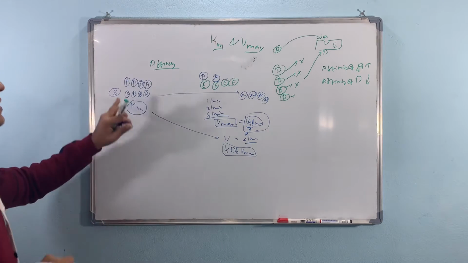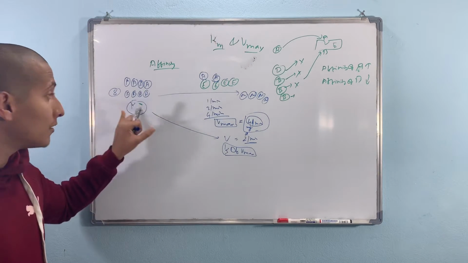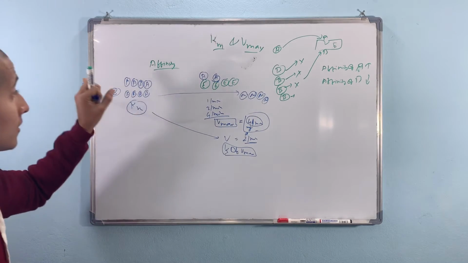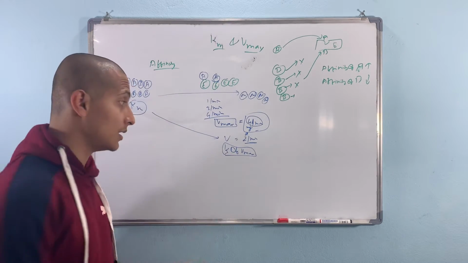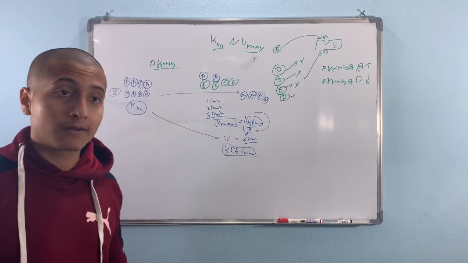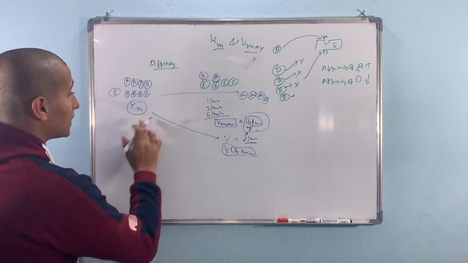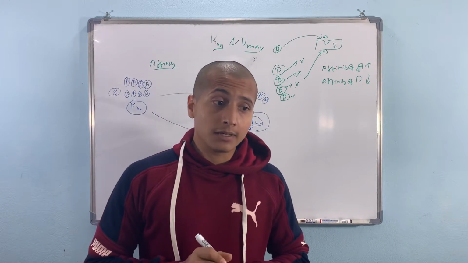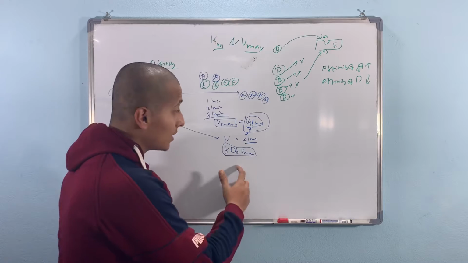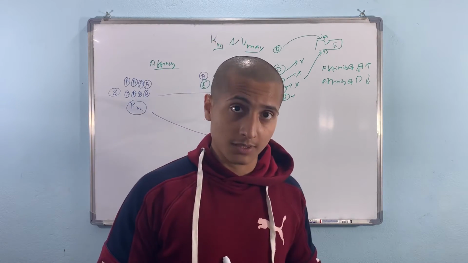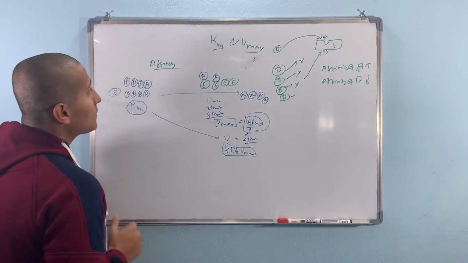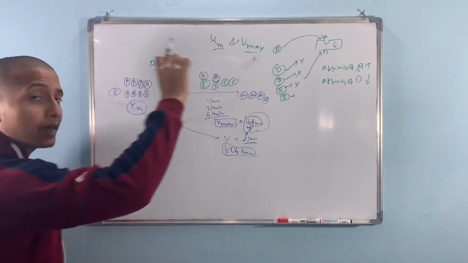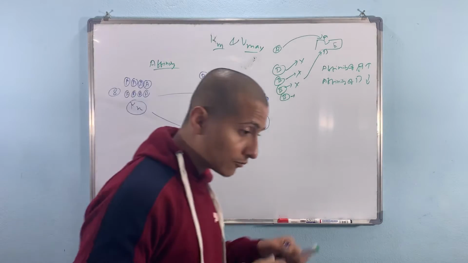So what is Km? Km is the concentration of the substrate or the drug at which the reaction's velocity is half of the maximum. Or in other words, we can define Km as the concentration of the substrate that's required for the velocity of the reaction to reach half of the maximum speed. That's called Km.